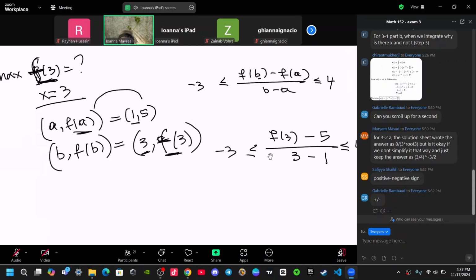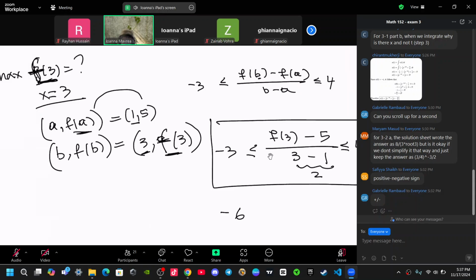The only thing you have to worry about: number 1, set it up. Number 2, if you multiply or divide the inequality throughout by a negative number, you need to make sure you flip the direction. So I need to get rid of this 2 by multiplying throughout by 2. 2 is positive, so I don't flip the direction. 4 times 2 is 8. And I want to solve for that, so I'm going to add 5 on both sides. So I have -1 less than or equal to f(3) less than or equal to 15.